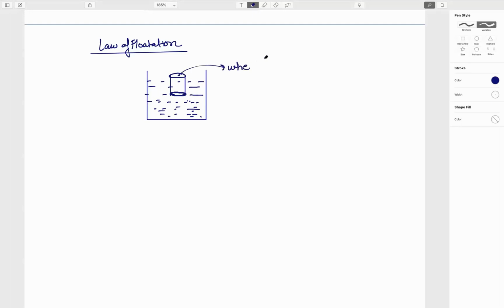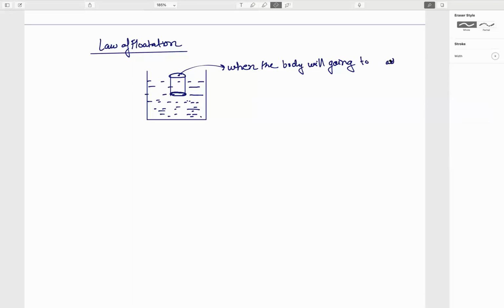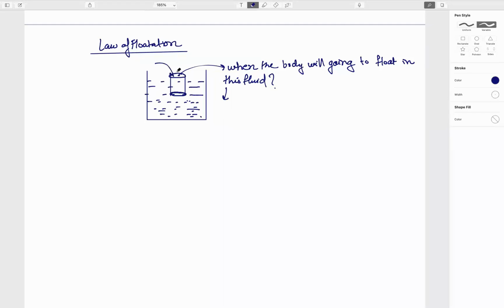So the question is when the body is going to float in this fluid. Okay, so according to me, if you think about it in a very general way, there should be forces that balance each other out, and this will come to a static equilibrium, and that's the only condition when it is floating.